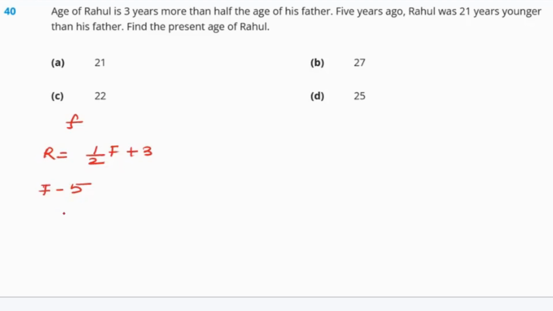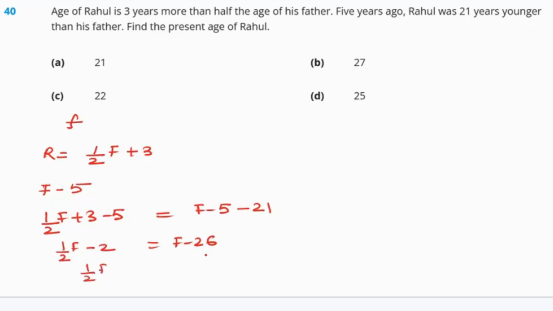Okay, so Rahul becomes what? Half times father plus 3, and 5 years ago, that's why minus 5 over here. And 5 years ago, Rahul was 21 years younger than his father, so minus 21 again. Now when we are solving it, we will be getting half of father minus 2 equals F minus 26.